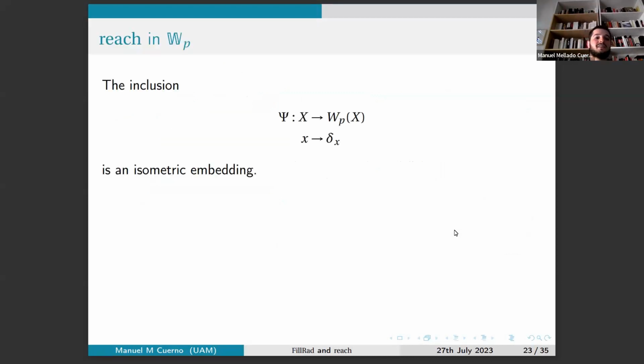So now, what's the matter with the Wasserstein space? In the Wasserstein space, we also have an inclusion that is an isometric embedding, where we send the point X to the probability measure delta of X. So the natural question is, what is the reach of a metric space in the Wasserstein space? It is always 0, as in the L infinity case.